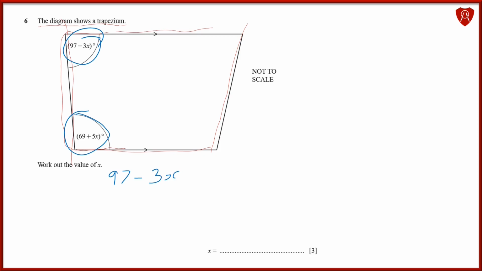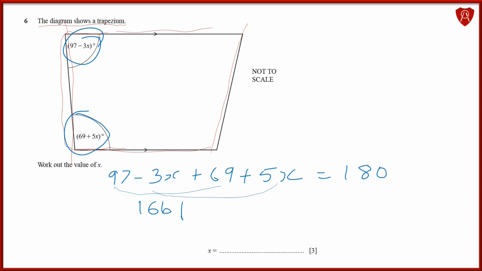97 minus 3x plus 69 plus 5x is equal to 180 degrees. When you put the numbers together, we get 166. And when we put the x's together, here is 5x minus 3x. So we have plus 2x equals 180. So we can work out 2x should be equal to 14, and therefore x is equal to 7.